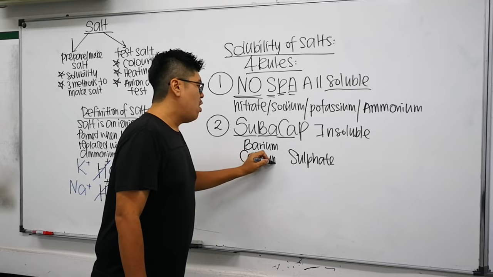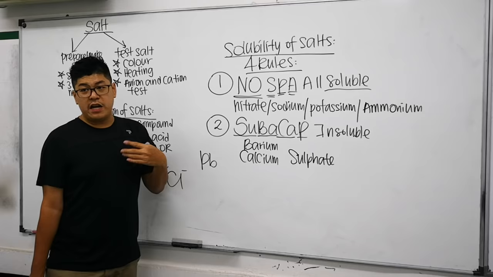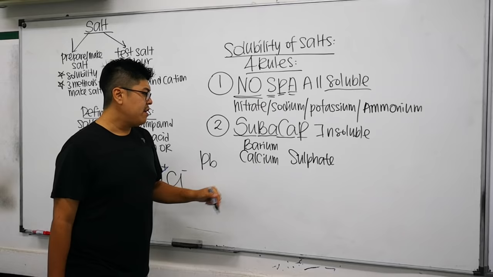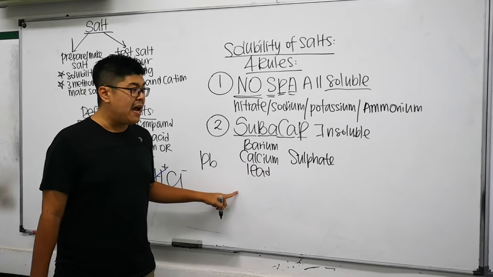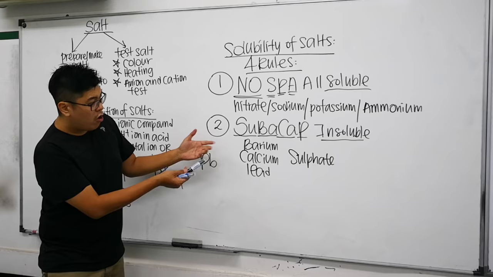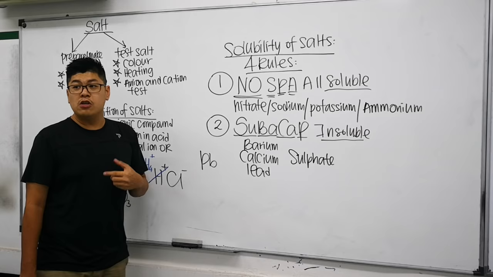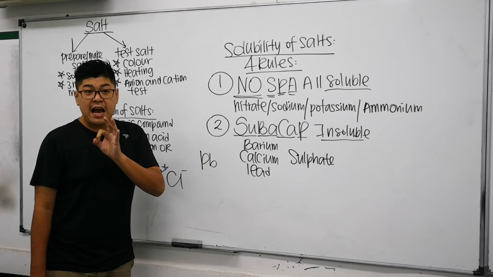The P you have to be careful with. P is short for Pb. Pb, if you learn in BM, they call plumbum. If you learn in English, we call it lead. So barium sulfate, calcium sulfate, lead sulfate, all of them are insoluble. Sir, what about copper sulfate? Not here. What about zinc sulfate? Not here. Any other sulfate not here is soluble. Only these three sulfates are insoluble.